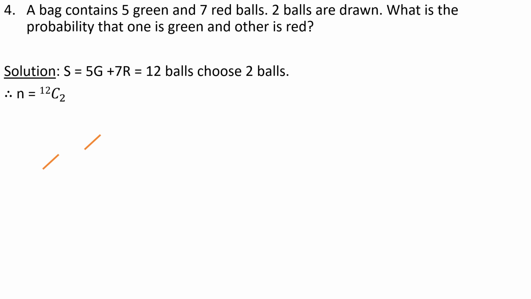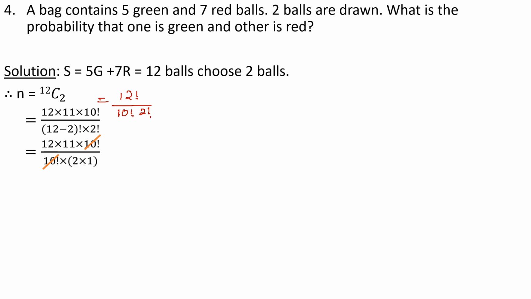So 12C2 will be 12 factorial divided by (12 minus 2) factorial, which is 10 factorial into 2 factorial. So that will have 12 into 11 into 10 factorial divided by 10 factorial into 2 factorial. Here this 10 factorial and this 10 factorial will get cancelled. So we'll have 12 into 11 divided by 2, which is equal to 11 into 6, 66.